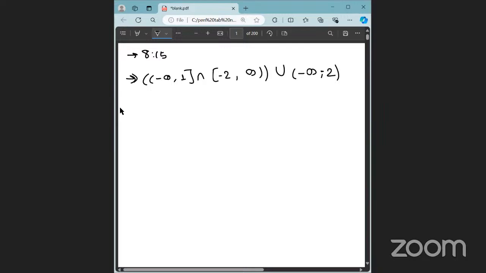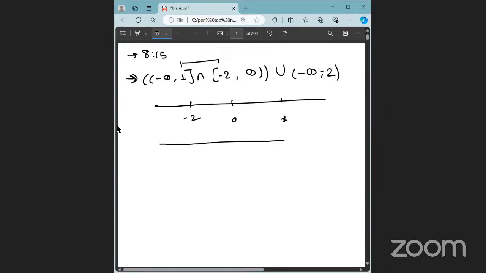See, here it's written in a bit complicated way. So what you can do is first draw a number line and plot these 2 sets there. Suppose this is my minus 2, this is 0, and this is 1. Then the set minus infinity to 1 will contain this part of the number line, with the closed bracket at 1. Now minus 2 to infinity will contain this line, which shows minus 2 to infinity.